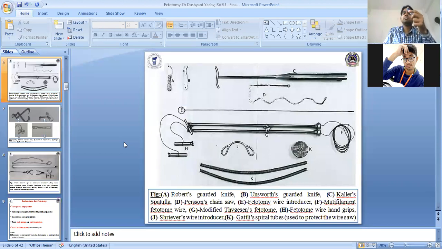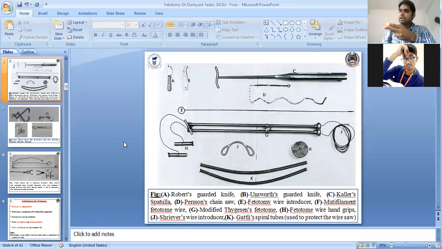how do we introduce the wire shaft into the fetotome? Suppose this is the leg of the fetus, and we introduce one wire shaft into one barrel and pass this wire shaft around the fetal limbs and other parts, and insert it from the other barrel.